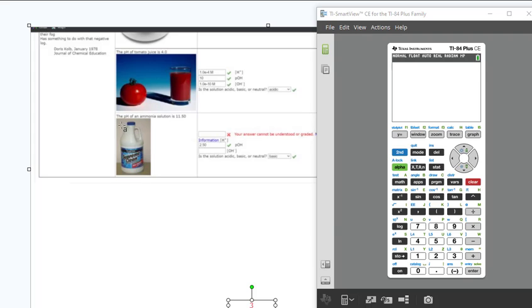So the question is, the pH of ammonia solution is 11.5, indeed, not a whole number. And we have to find the hydrogen ion concentration. Well, when we have the hydrogen ion concentration and try to get the pH, we take the negative log, and we're just going to do the opposite here. We're going to go second function log.